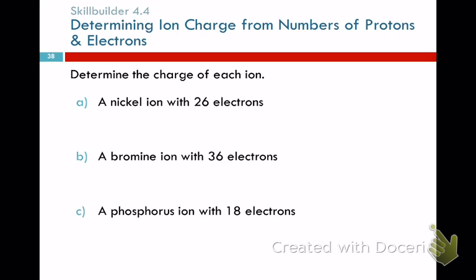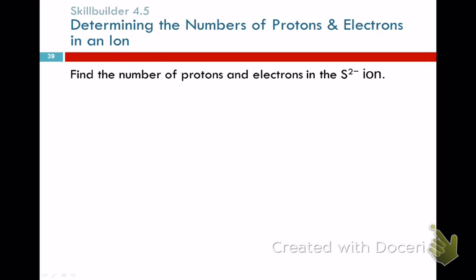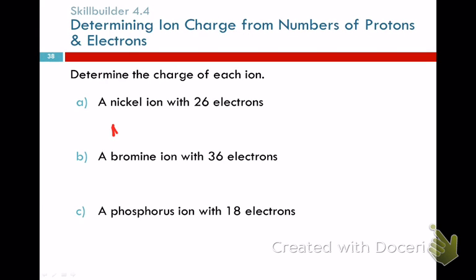Okay, so what we're going to do is try to work out some charges based on an element symbol and the number of electrons, okay? So nickel. Nickel has how many protons? 28. So if nickel has 28 protons, what is the charge of a nickel ion with 26 electrons?